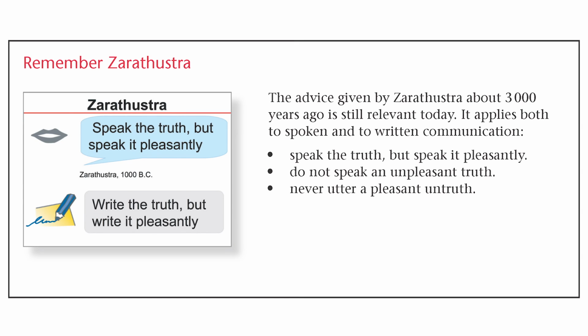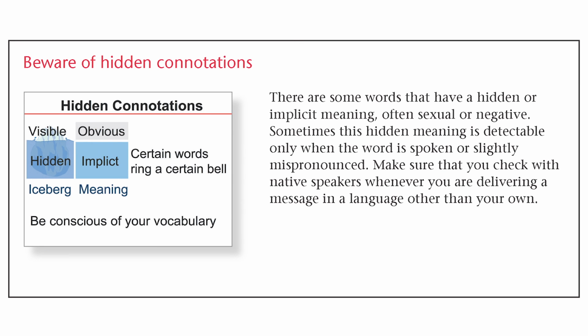Remember Zarathustra. The advice given by Zarathustra about 3,000 years ago is still relevant today. It applies both to spoken and to written communication. Speak the truth, but speak it pleasantly. Do not speak an unpleasant truth, and never utter a pleasant untruth. Beware of hidden connotations. There are some words that have a hidden or implicit meaning, often sexual or negative. Sometimes this hidden meaning is detectable only when the word is spoken or slightly mispronounced. Make sure you check with native speakers whenever you are delivering a message in a language other than your own.